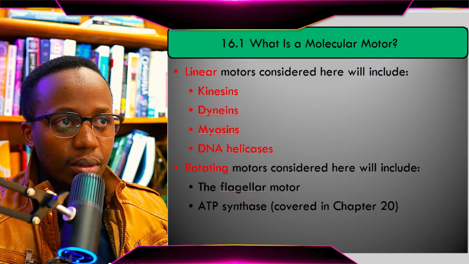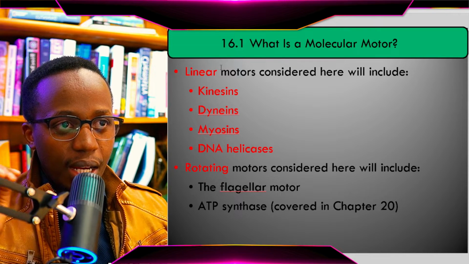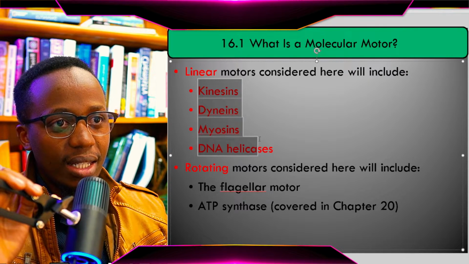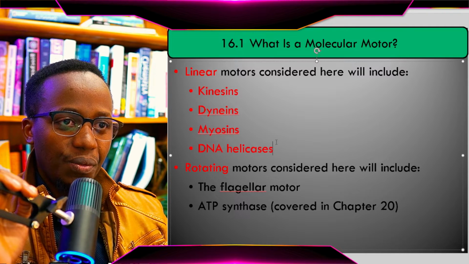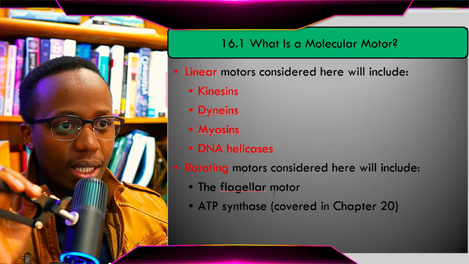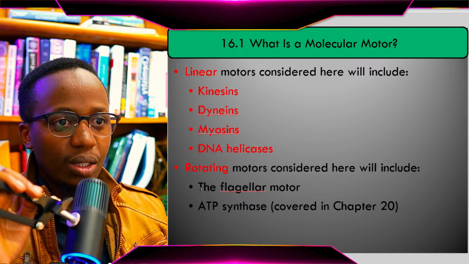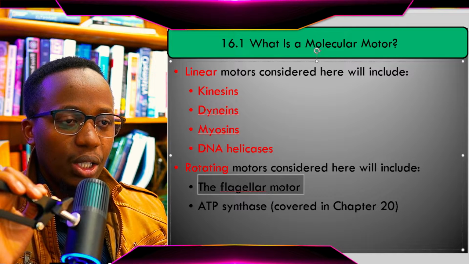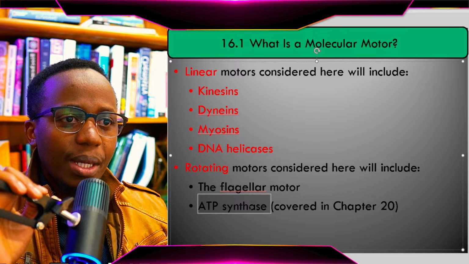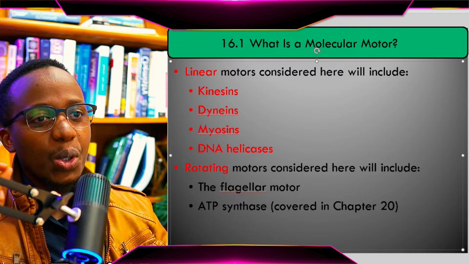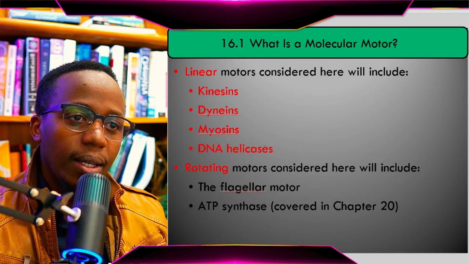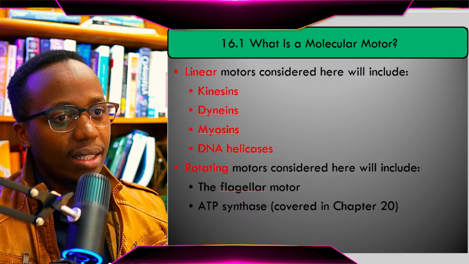So again, linear motors that we're going to look at: kinesins, dyneins, myosins, helicases. The ones that we're going to look at in this video are helicase and kinesins. Rotating motors that we're going to look at, we're going to take a little bit of a close look at the flagellar motor and not the ATP synthesis because we're going to have a whole chapter on this. So we're going to look at DNA helicase instead.